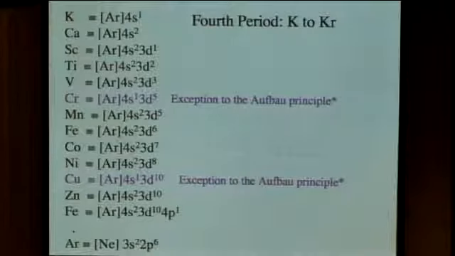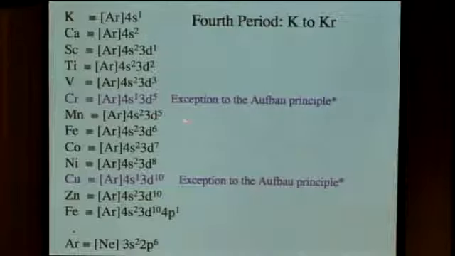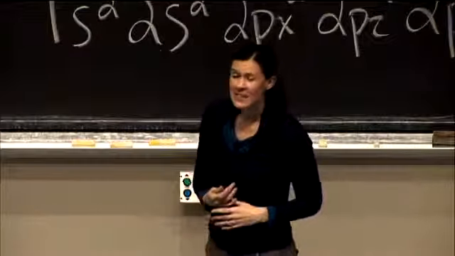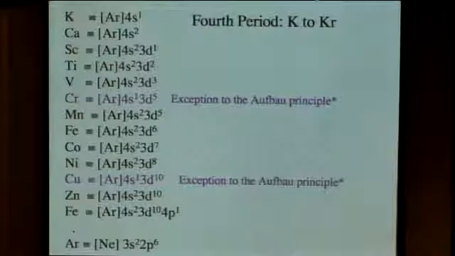And we can do that just going along, 3d 1, 2, 3, and the problem comes when we get to chromium here, which is instead of what we would expect, we might expect to see 4s2, 3d4. What we see is that instead it's 4s1 and 3d5. So this is the first exception that you need to know to the Aufbau principle.